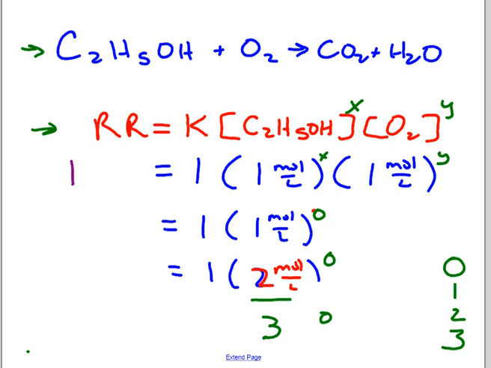It turns out that in terms of the amount of ethanol, it is a 0 order reactant. Anything to the power of 0 is just 1. So 1 to the power of 0 is 1, 2 to the power of 0 is 1, 3 to the power of 0 is 1. The rate at which your body metabolizes ethanol is independent of how much ethanol you have consumed.